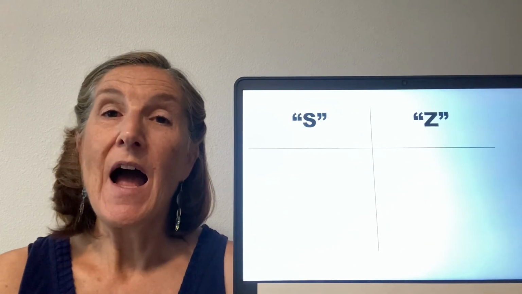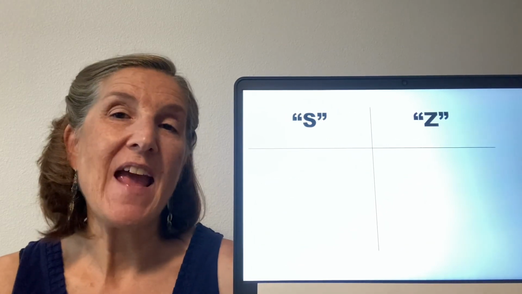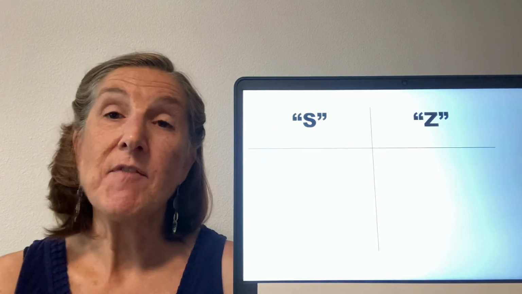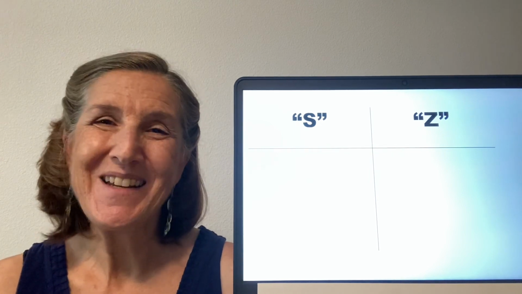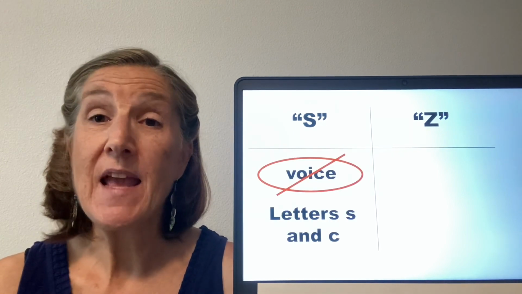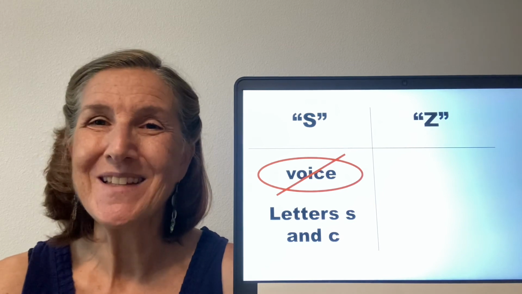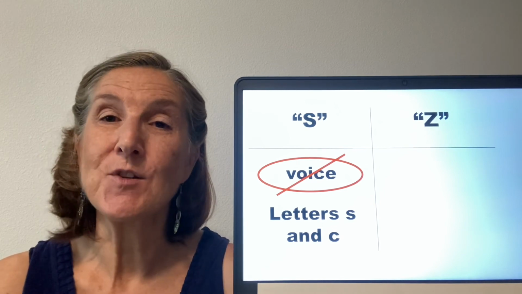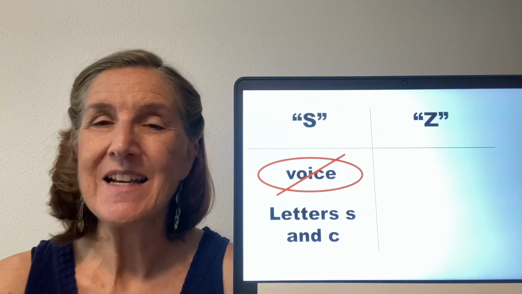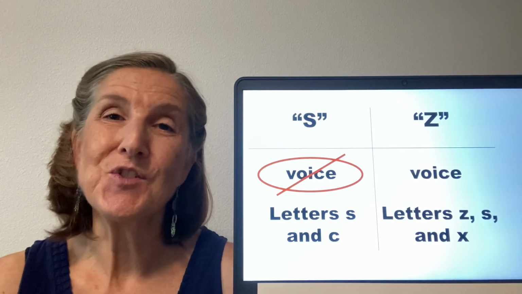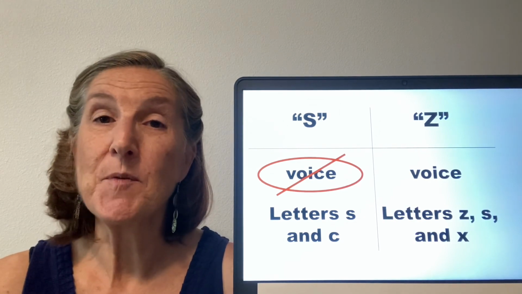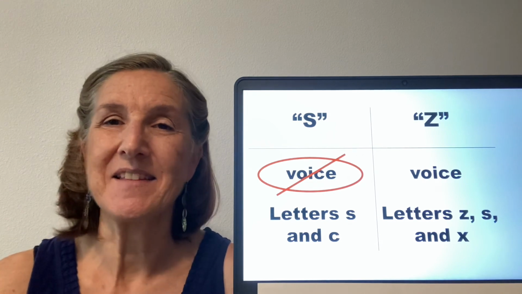So, I hope this has helped you. We found that the S and the Z have the same mouth position and tongue position, but the S does not use our voice, and it can come from the letters S and C. The Z does use our voice, and it can come from the letters Z, S, and X.